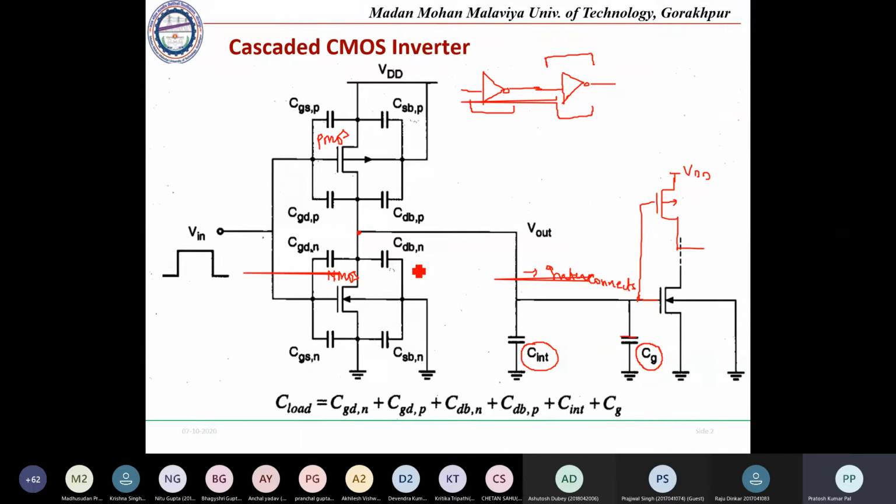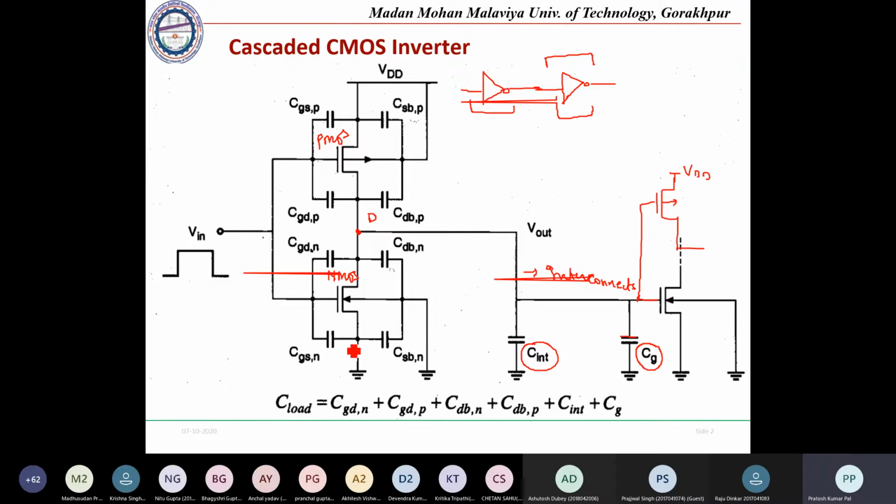Out of the 8 capacitances, we will only consider the capacitances associated with the drain terminal, which is the drain terminal of both the PMOS and the NMOS. Why? Because the gate to source capacitances of the NMOS and PMOS will not be of that much value, and we will neglect them. They are connected between input and VDD, and between input and ground.